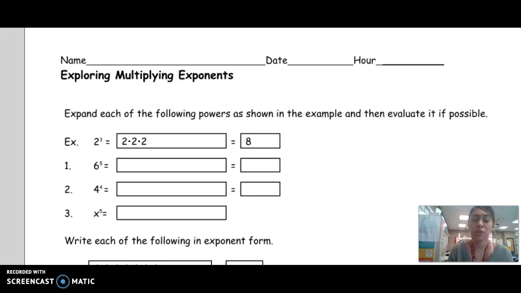Okay, hi guys. So we are going to begin a new standard. So we're going to be multiplying numbers with exponents. So this video should help you for Monday's assignment on Nearpod.